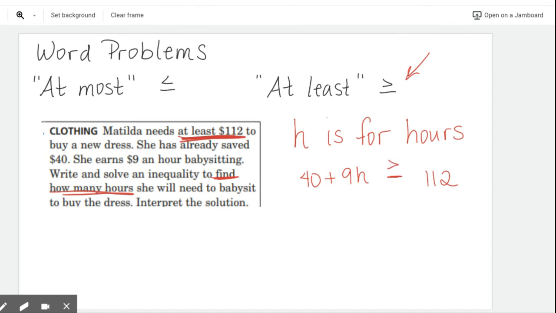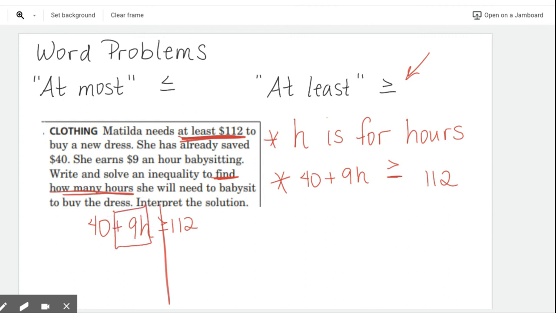Okay, so I defined my variable. You should always have that on there. I wrote my inequality. Now I need to solve that. I don't want to mark up what I've written as part of my answer, so I'm going to do this over to the side. 40 plus 9H is greater than or equal to 112. I'm going to separate it and box it.